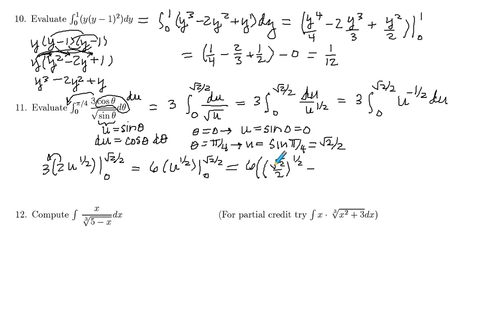And then minus, plug in 0. 0 to the 1/2 is just 0. So this is just going to equal 6 times the square root of 2 over 2 to the 1/2 power. And if you wanted, you could write this 1/2 power as a square root, so you'd actually get a square root of a square root. But again, we're not requiring simplification here. So this is good enough.